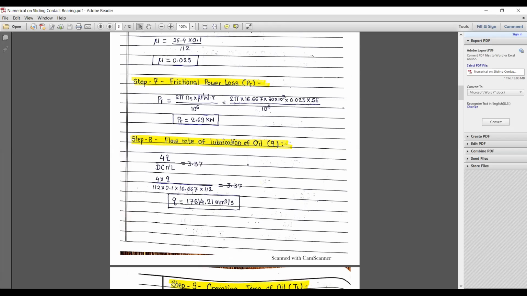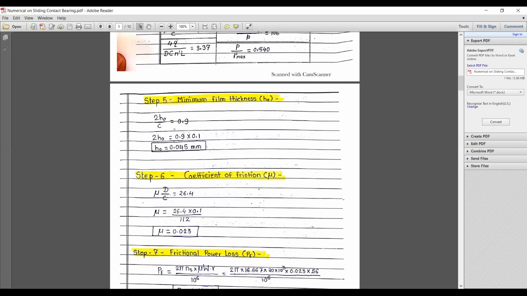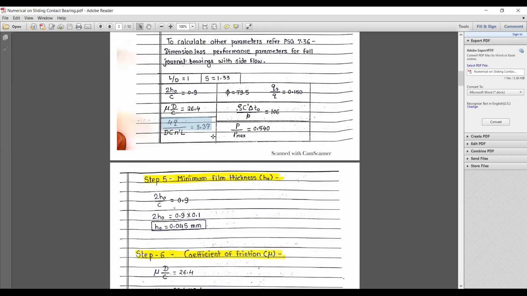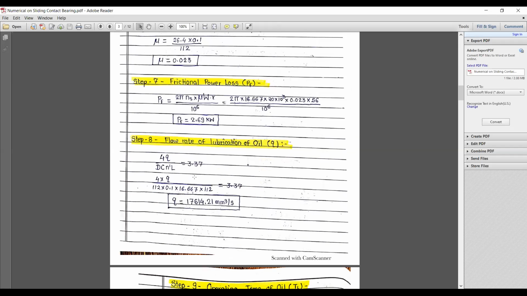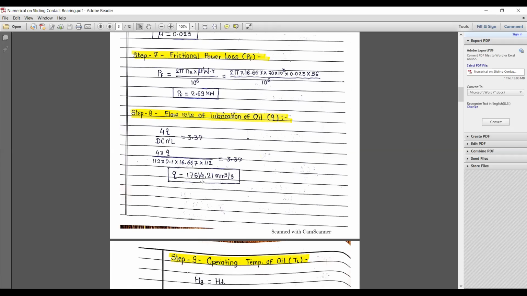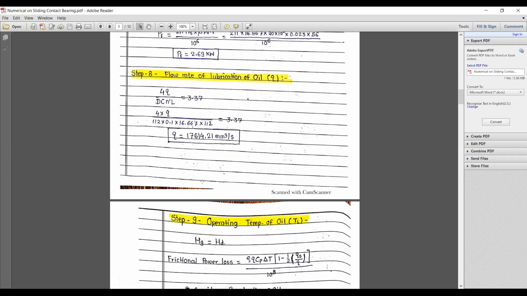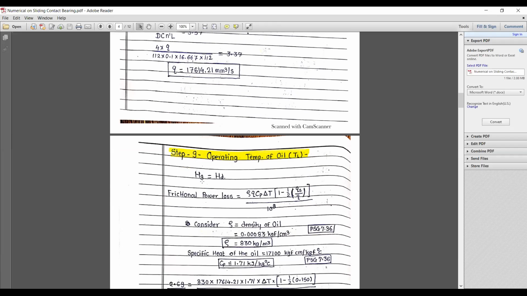Next step, we need to calculate the flow rate of lubricating oil, that is Q. Again, we are referring to the dimensionless parameter, 4Q divided by D C and L, which is equal to 3.37. We know the diameter of the journal, the diametric clearance, the journal speed in RPS, and the length. Putting all the values, Q is equal to 17,614.21 mm cube per second.